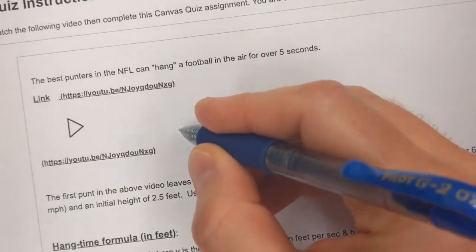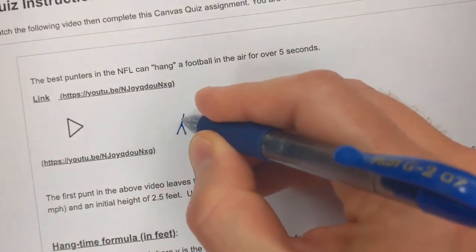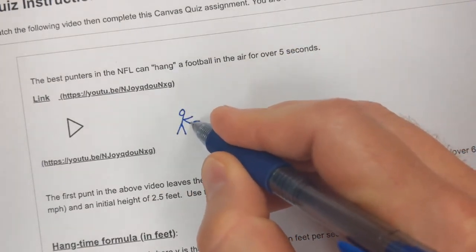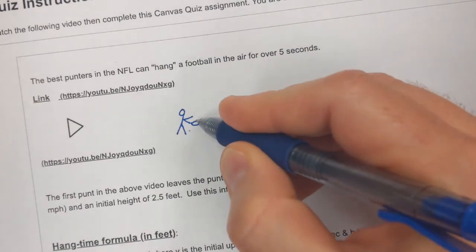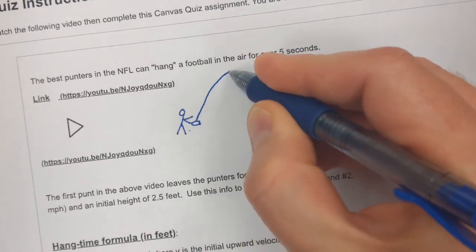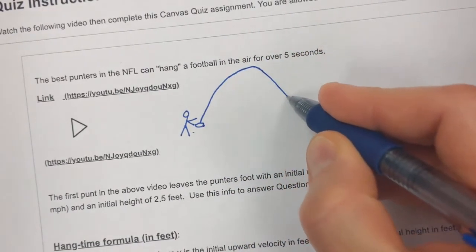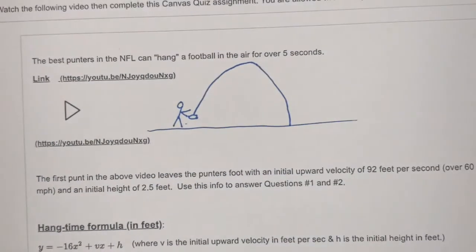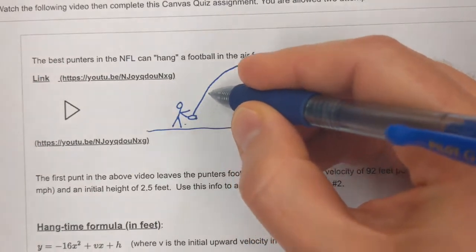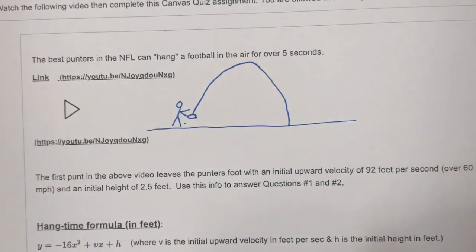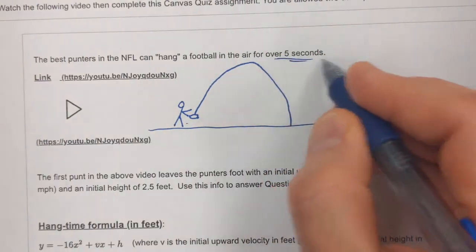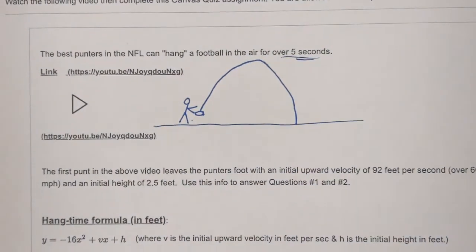Here we have a punter. Oh boy, I'm going to draw little stick figures. This is going to be interesting. We've got a punter who can take a football and kick it up in the air, and of course, it's going to come down and land eventually. But the best punters in the NFL, the amount of time this football is in the air, it's called hang time. That's what they call it in football. The best punters in the NFL can get a hang time of over 5 seconds.